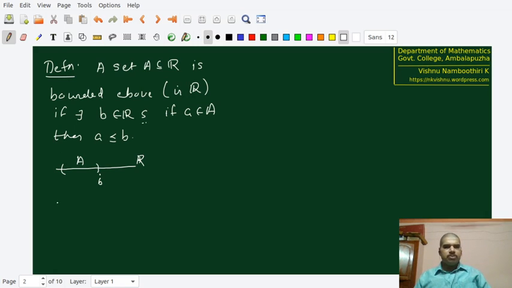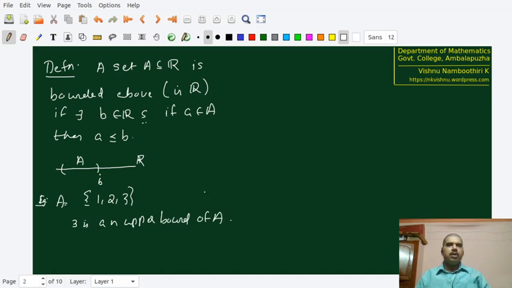For example, suppose that we are choosing A equal to the set {1, 2, 3}. We can clearly see that 3 is an upper bound of A. And here there exists a b such that b belongs to R and a is less than or equal to b for every a in A. This b is called an upper bound of A.